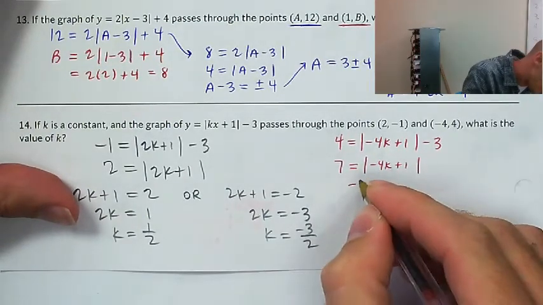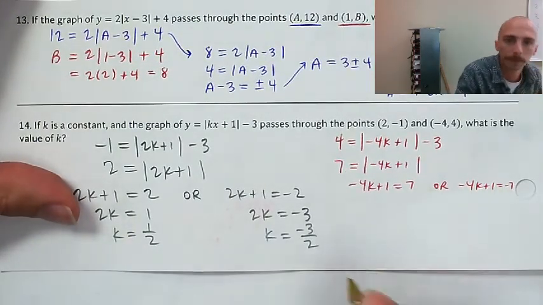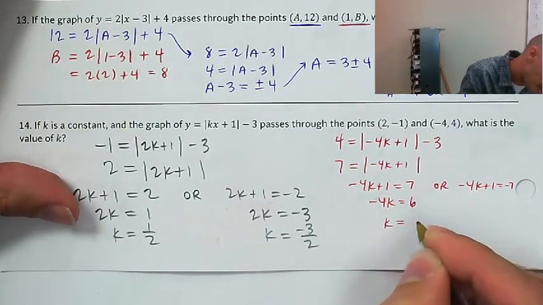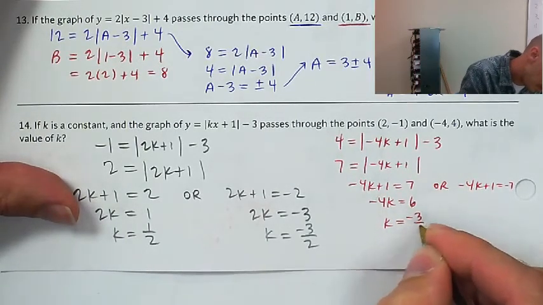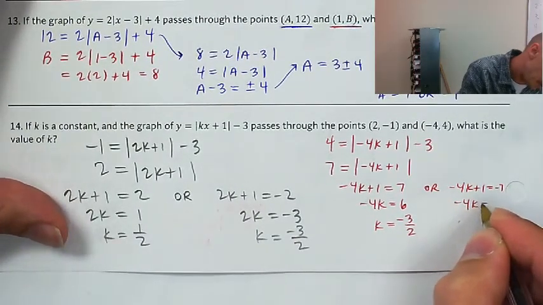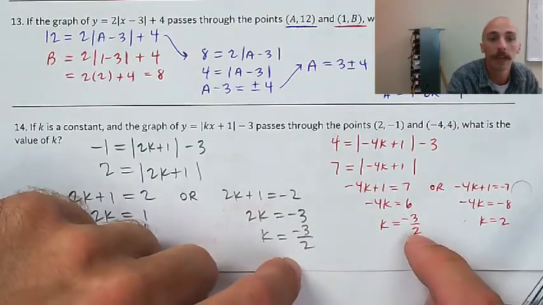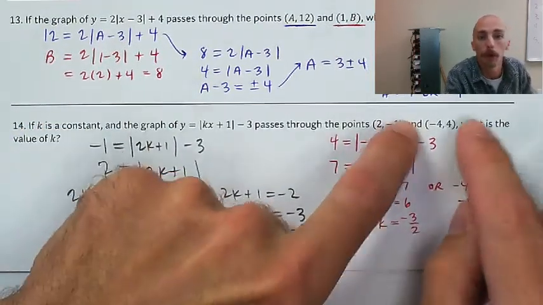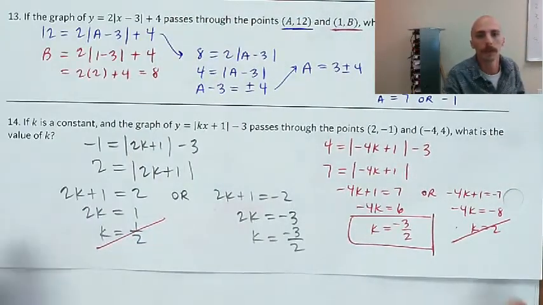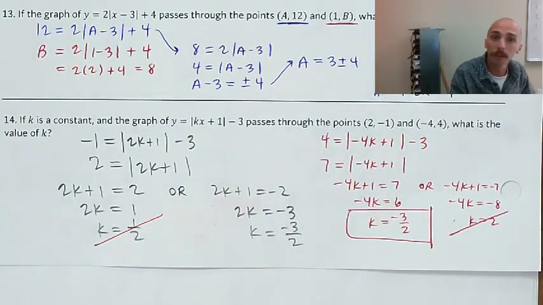So if the absolute value of this thing equals 7, then negative 4k plus 1 is either equal to 7 or negative 4k plus 1 equals negative 7. So I can subtract 1 from both sides. Negative 4k equals 6. k equals 6 divided by negative 4, which is negative 3 halves. Or over here, negative 4k equals negative 8. k equals 2. Okay, and so the one that's common to both of these is k equals negative 3 halves. So k equals negative 3 halves fits for both of these points. So I know that this is my answer, and these are not. Okay, because if k was 2, it wouldn't fit the first point, and if k was negative 1 half, then it wouldn't fit the second point. Okay, that was an interesting problem.